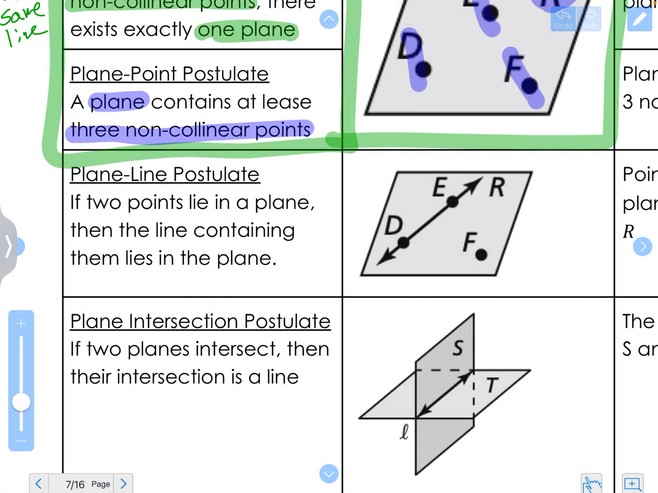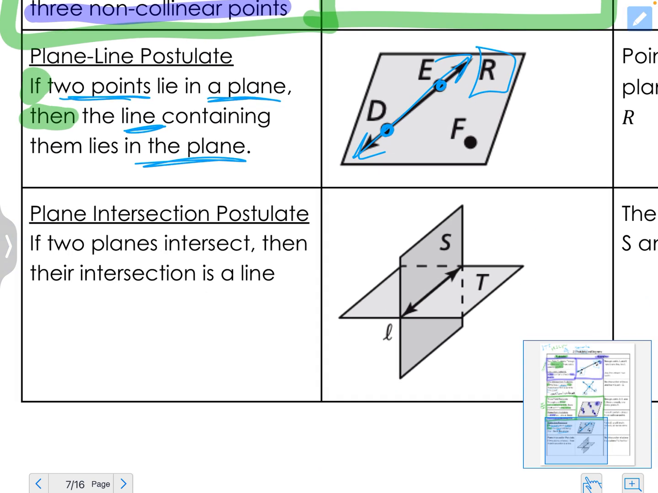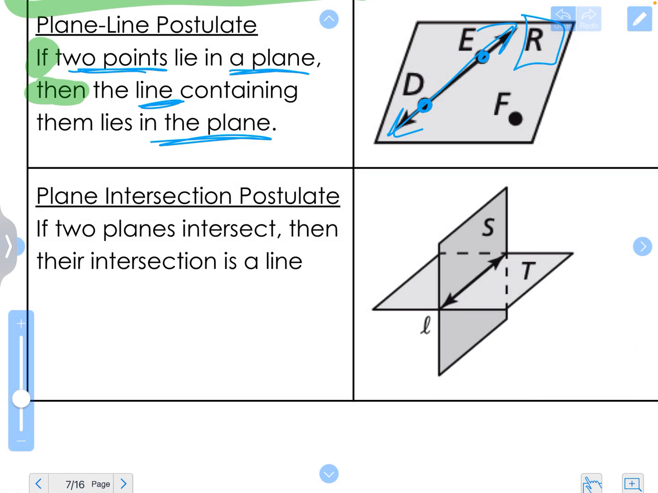All right, our point line postulate. Again, we have a conditional statement, if, then. So if 2 points are on a plane, then the line is also on the plane. So if we have points D and E on plane R, then we know that line DE is also on plane R. All right, our final one, our plane intersection postulate. If 2 planes intersect, then their intersection is a line. So these 2 planes meet at line L, and that line is where they intersect.